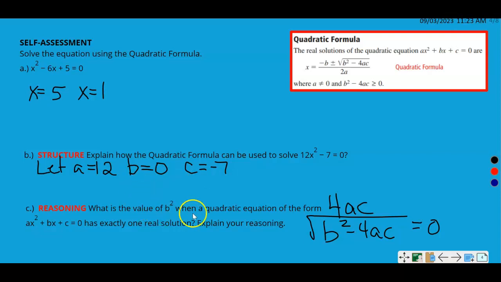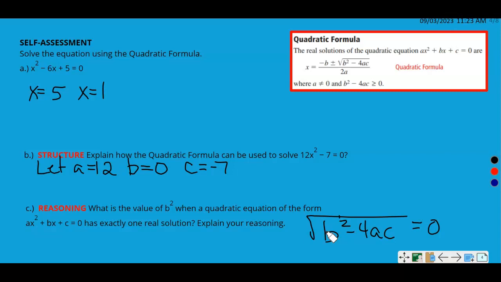C part, what is the value of b squared when a quadratic equation of the form ax squared plus bx plus c equals 0 has exactly one solution? All right, so we already talked about that, and if it has exactly one solution, that means the discriminant here equals 0. All right, this looks like this is over top of this, but it's not. So if the discriminant equals 0, what does b squared have to equal? B squared would have to equal 4ac, because b squared minus 4ac equals 0.